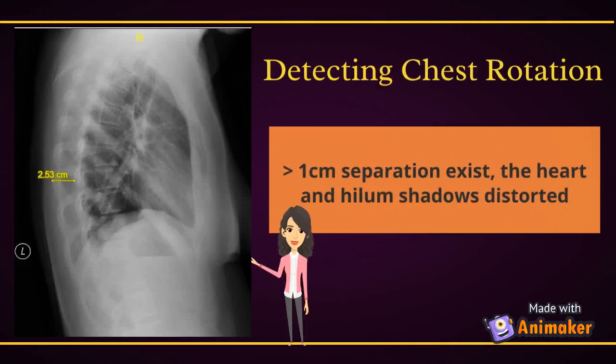In this image we can see that more than 1 centimeter separation exists between the right and left posterior ribs. This indicates that the patient was positioned with the right thorax rotated anteriorly. A rotated lateral chest image obscures portions of the lung field and distorts the heart and hilum shadows.